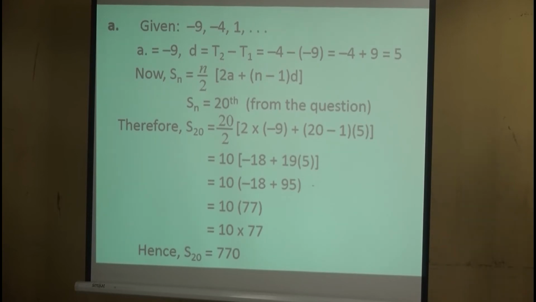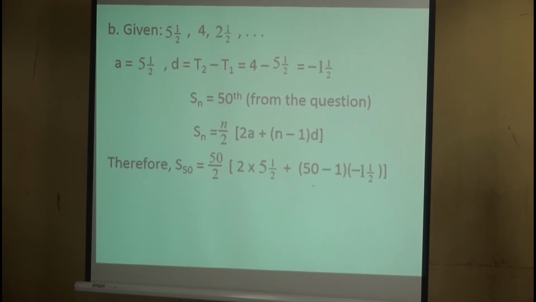So simplifying further, we'll be having 10, open bracket, minus 18 plus 95. And if you simplify 95 minus 18, the result is 77. Multiplying 77 by 10, we'll be having 10 times 77. And the sum of the first 20 terms will be 770.